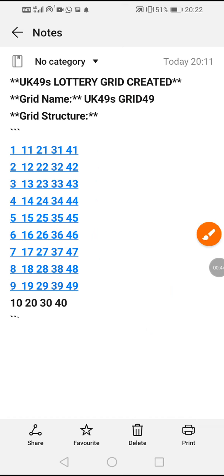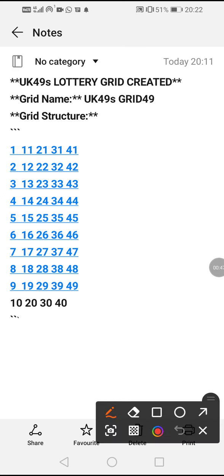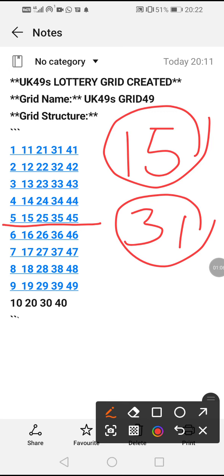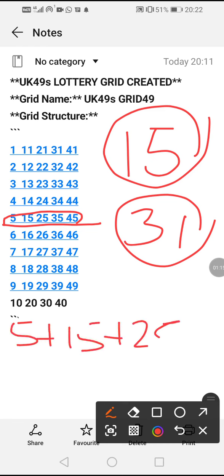Before we go any further, let's just focus on the bonus ball for lunchtime. It was 15. What I realized is that since our bonus ball was 15, this is what they do. The date is 31 today. We're going to use two things, which are the date and the previous bonus ball. So you're just going to add up everything here, which is 5 plus 15 plus 25 plus 35 plus 45.